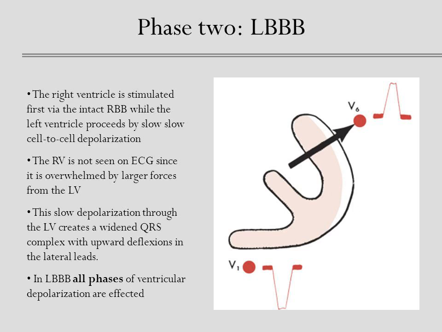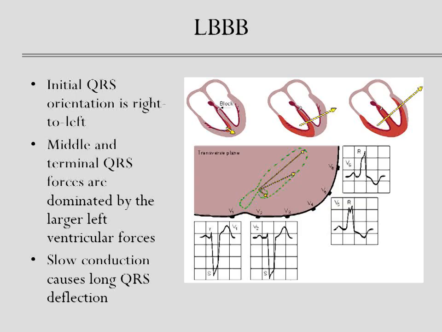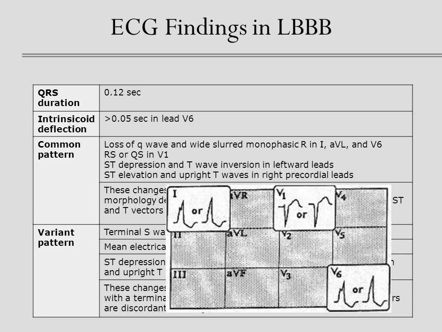In LBBB all phases of ventricular depolarization are affected. LBBB initial QRS orientation is right to left. Middle and terminal QRS forces are dominated by the larger left ventricular forces. Slow conduction causes long QRS deflection. ECG findings in LBBB: QRS duration greater than 0.12 seconds, intrinsicoid deflection.